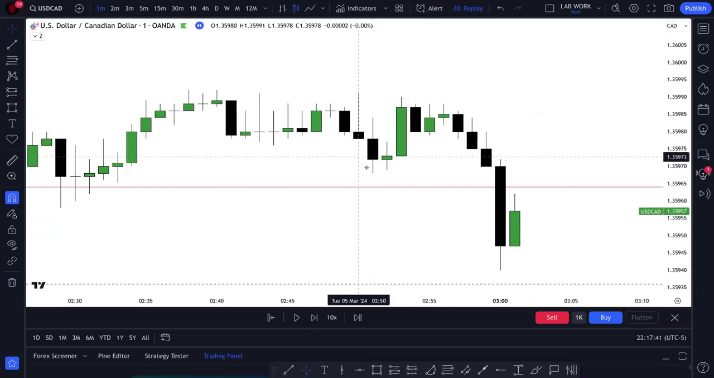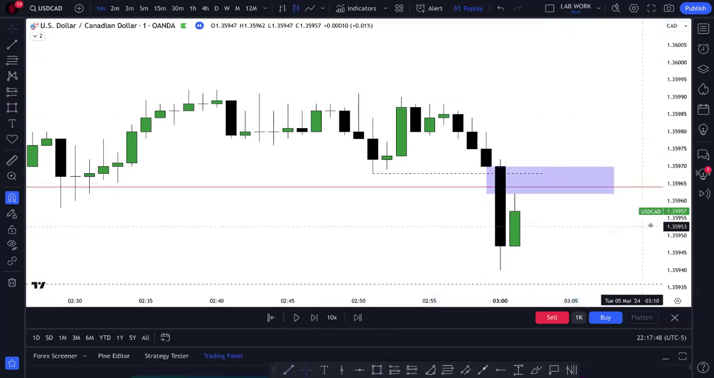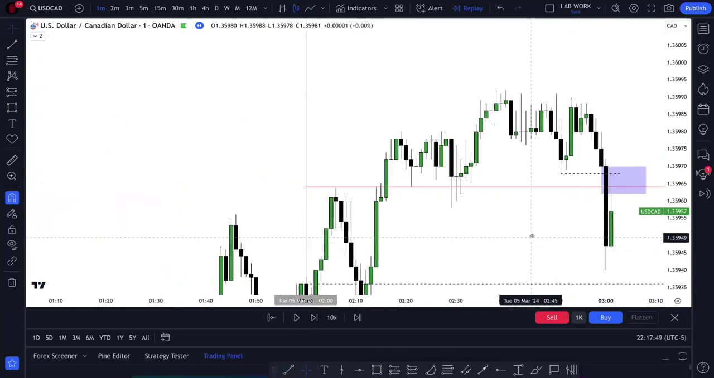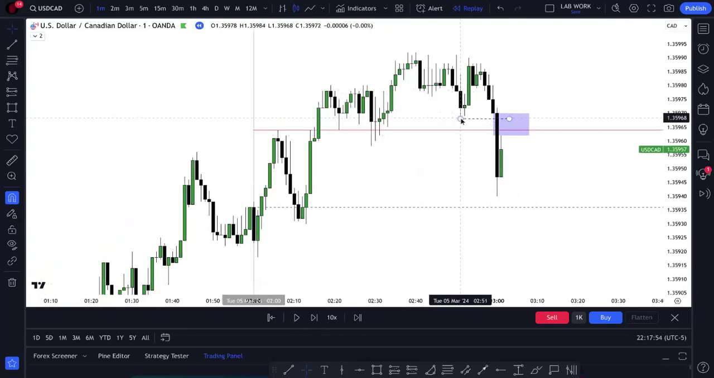There goes the swing low. 1, 2, 3. There goes the fair value gap. Same pattern on another day, Tuesday. Same idea. Swing low, fair value gap.